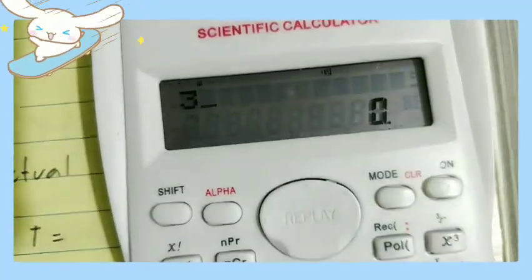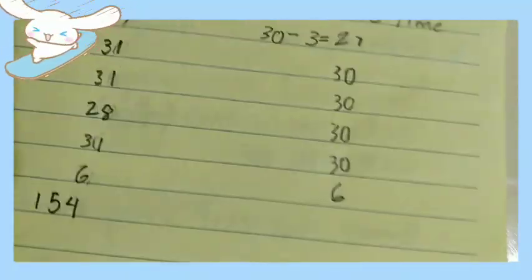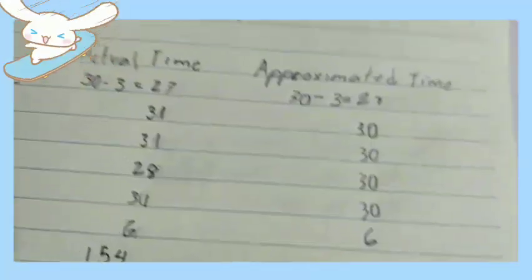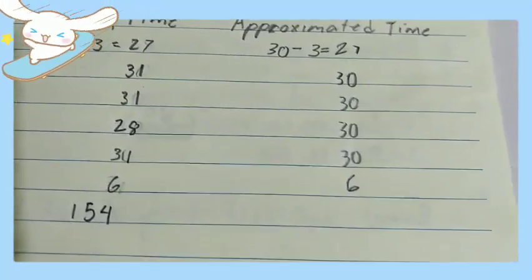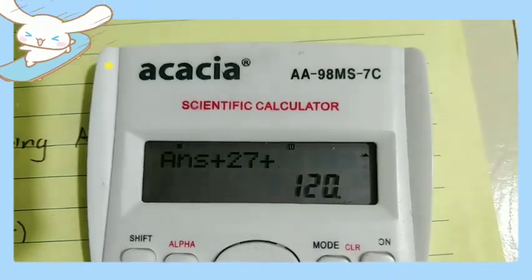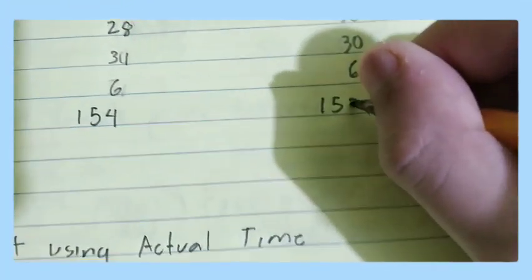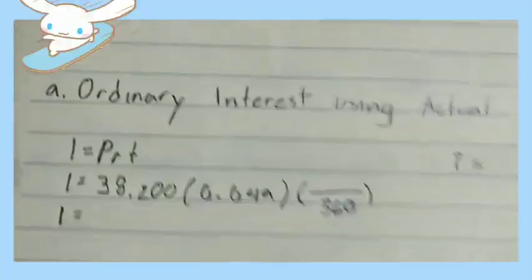30 times 4 equals to 120 plus 27 plus 6. Also put answer plus 27 plus 6 equals to 153. It's not much of a big difference. Let's move to letter A.